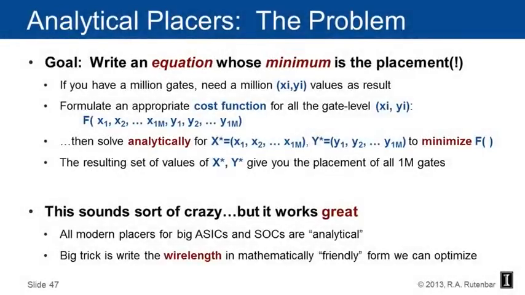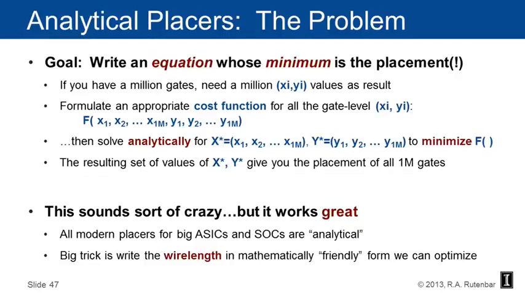So let's start by talking about the introductory background to analytical placement. We're going to write an equation whose minimum is the placement. Roughly speaking, what the iterative improvement simulated annealing style placers did was iteratively minimize a wire length function whose value was determined by the locations of all the gates. But now we're going to write something that looks more like a physics equation, a continuous valued equation, an analytical equation, an equation that I can actually write down, and we're going to solve for its minimum.